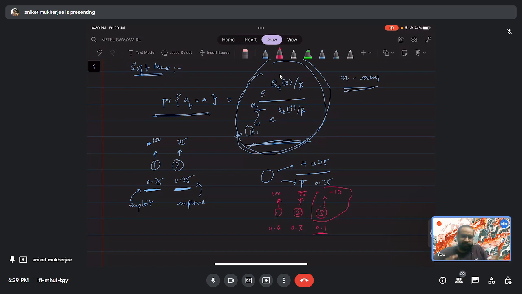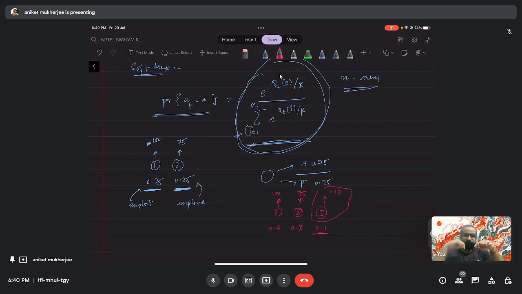Now 100 and 75 might be close to each other, so maybe with high probability you exploit, but also with some probability you try to sample more of the second arm, which is 75. Maybe I have sampled it, but I have not sampled it enough times. Maybe if you sample that 75 more times, it will give a more expected cost than 100. So it could increase.